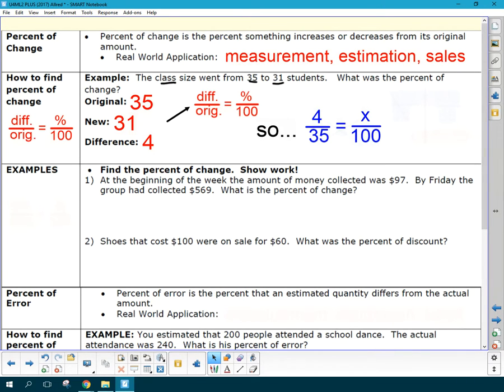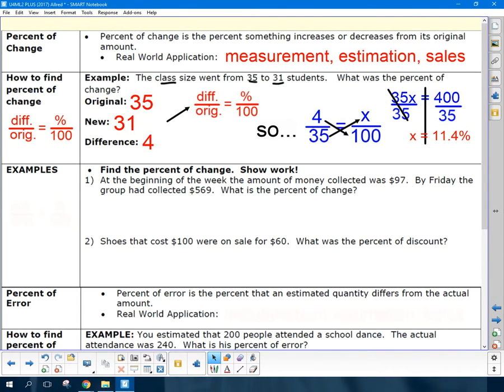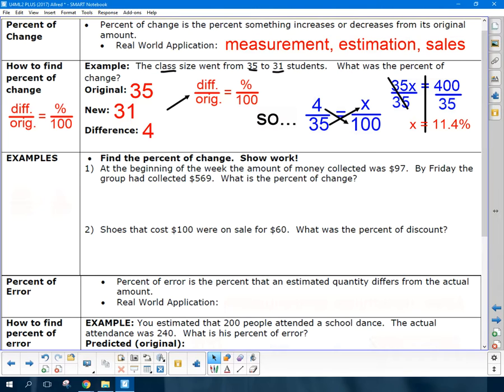So I can figure out what percent it changed by setting it equal to x over 100, since percentages are out of 100. If I cross multiply, I get 35x equals 400. I divide both sides by 35, and that tells me there was about 11.4% change from original to new. That was just one example of a percent of change problem. Remember, you can set it up by putting the difference over the original and setting it equal to the percentage over 100.